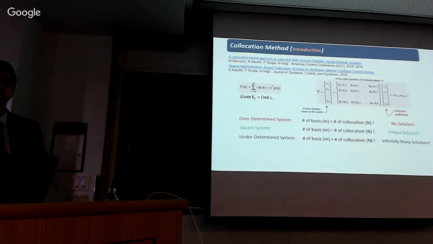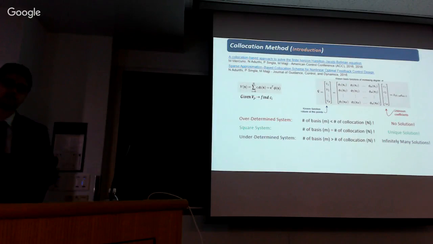Assume that the number of basis functions is less than the number of collocation points, or equations. Then I will have an overdetermined system, and there will be no solution. Or the number of basis functions is equal to the number of collocation points, or equations, then it will be a square system and there will be a unique solution. And if the number of basis functions is larger than the collocation points, I will have an underdetermined system and there will be infinitely many solutions for this problem.